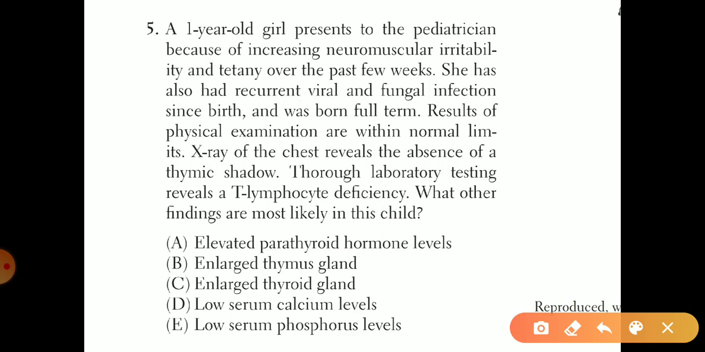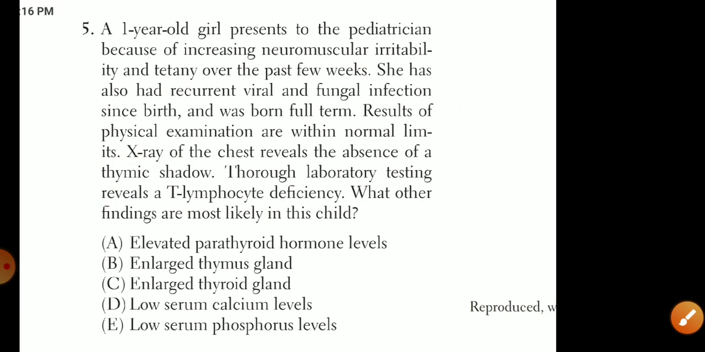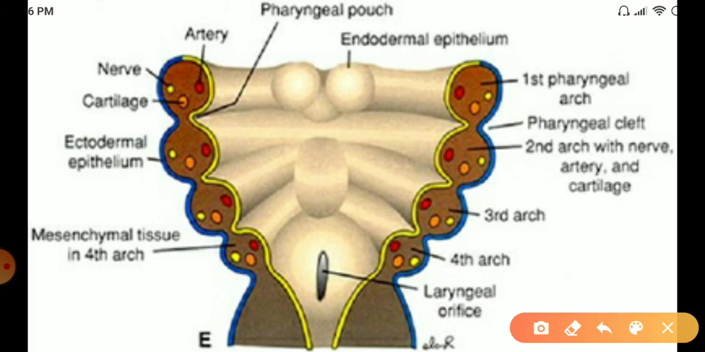So they just say that there is no thymus gland. The thymus gland is responsible for T cell maturation. So because of the deficiency of T cells, the patient is suffering from recurrent infections. But we have to find the cause of the neuromuscular abnormal irritability. For that we need to know from where the thymic gland is formed. The thymus is formed from the third pharyngeal pouch.